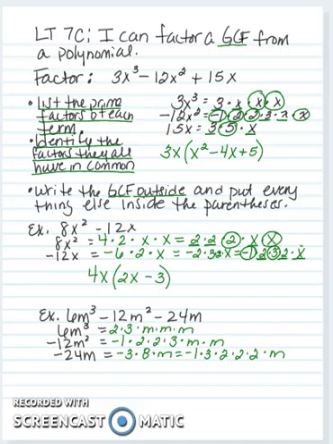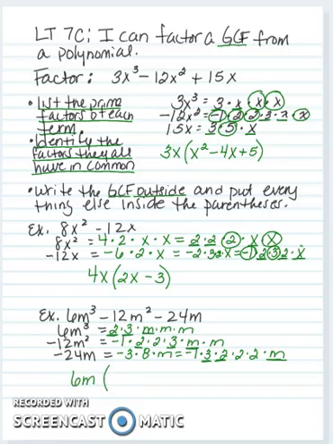Well, I have a 2 here, a 2 here, and a 2 here. I also have a 3 here, a 3 here, and a 3 here. And then I see I have an m here, and an m here, and an m here. I do not have anything else in common to all three, so I have 2 times 3 is 6, and an m for the greatest common factor, putting it on the outside of the parenthesis.